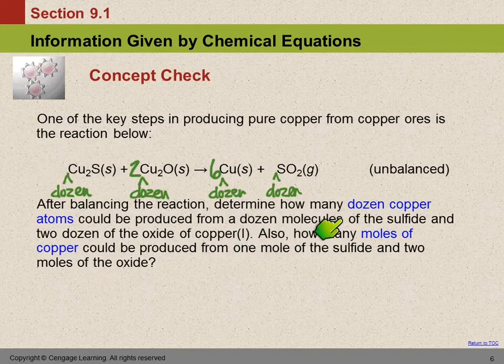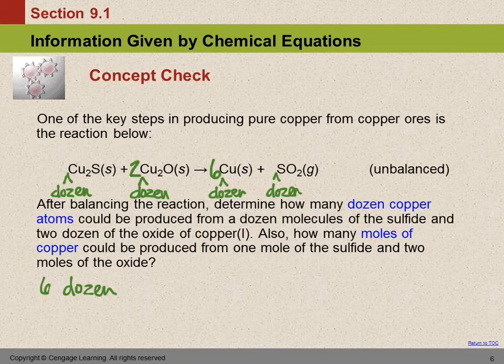So it says, how many dozen copper atoms could be produced from a dozen molecules of the sulfide? There's the sulfide, and in our reaction we have a dozen, and 2 dozen of the oxide of copper. Well, here's the oxide, 2 dozen. So from 1 dozen of this and 2 dozen of that, how many dozen copper atoms? 6 dozen, right? 6 dozen. That's the answer to the first question. Any questions about that?